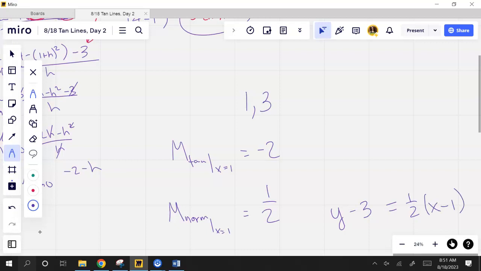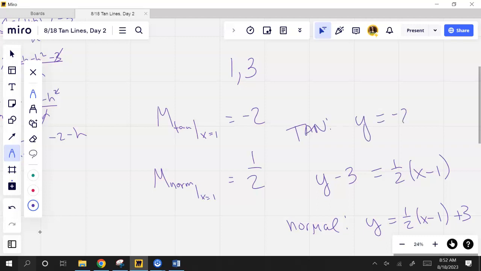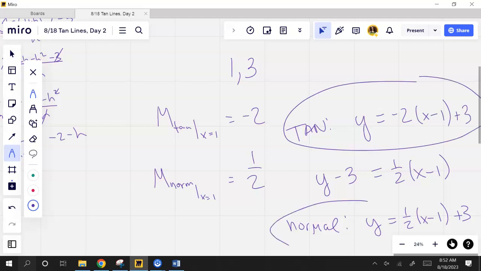This is the normal line. As opposed to the tan line, which would be the same thing, but with the negative reciprocal slope. It's really not bad. If you got tan line, you'll get normal line. You just got to remember to flip it and change the sign.